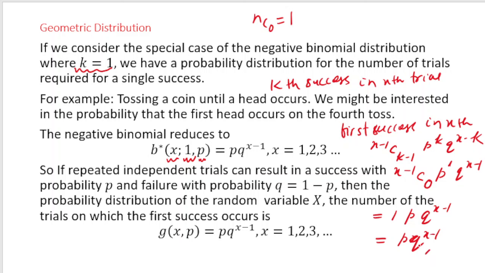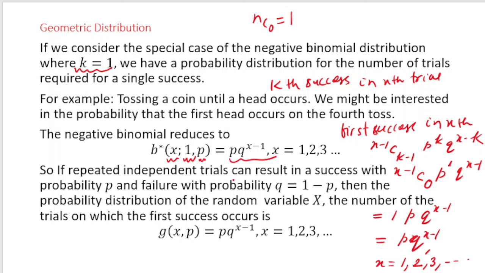And to get the first success, how many trials do you need? You may get the success in the first trial, so x can take value 1. You may get the success in the second trial, you may get the success in the third trial, and so on. So the random variable x can take value 1, 2, 3 up to infinity. So this kind of distribution is known as geometric distribution. So you just look at this. The negative binomial reduces to this geometric distribution.